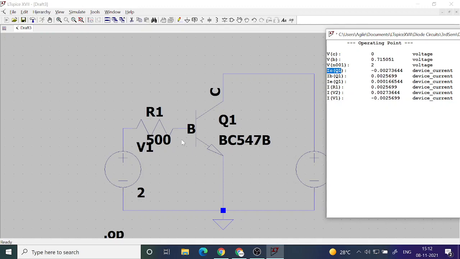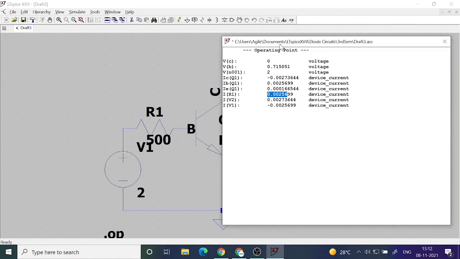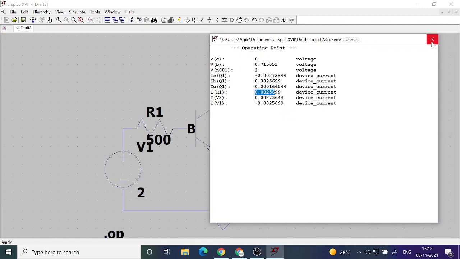The drop across the resistance is this current, that is 2.5 milliampere, multiplied with 500. Okay, so this is one way you can find out the operating point. That means where is the device operating, what are its terminal voltages, what are its terminal currents.